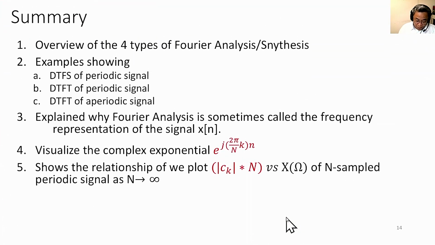Right, so this concludes this chapter of 6.1. We have overviewed 4 types of Fourier analysis and synthesis. We have shown DTFS of periodic signal, DTFT of periodic signal, DTFT of aperiodic signal. We have also shown why it is called frequency representation. And more importantly, we have also visualized this complex exponential rotating, and we've seen in the last slide the relationship between N times Ck and X(omega) as the N-periodic sample becomes aperiodic as N goes to infinity. Thank you.